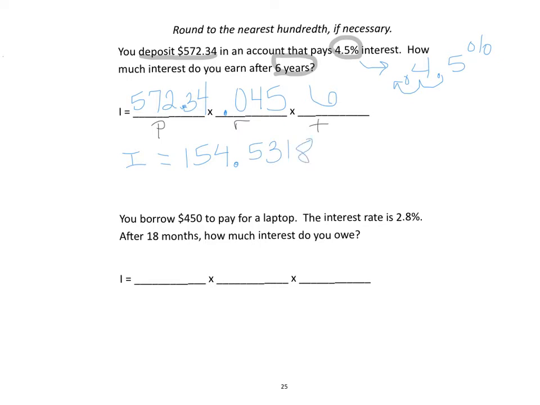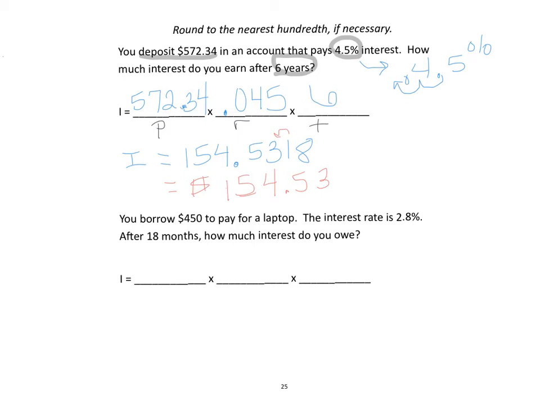Now we know that does not make any sense for money, so we have to round to the nearest hundredth, meaning that it's 154.5. We look at what does the 1 make the 3 do? The 1 makes the 3 stay the same. We don't need to worry about the 8. So we end up with $154.53.